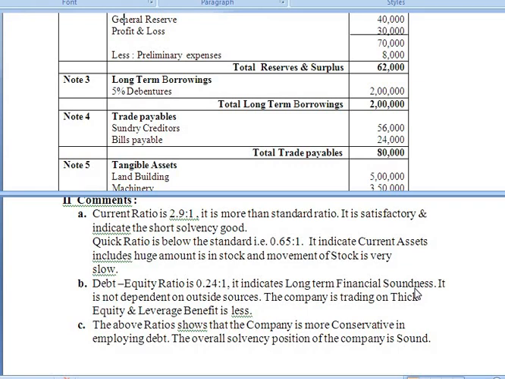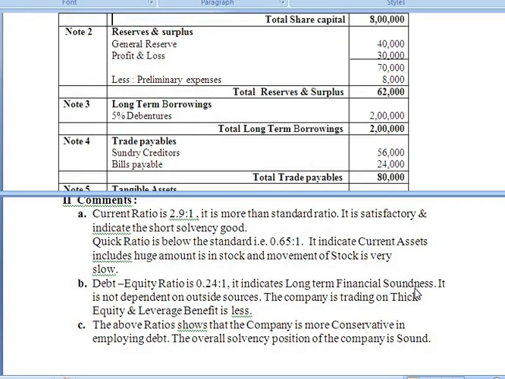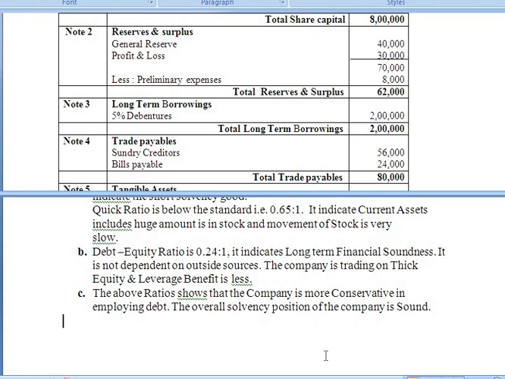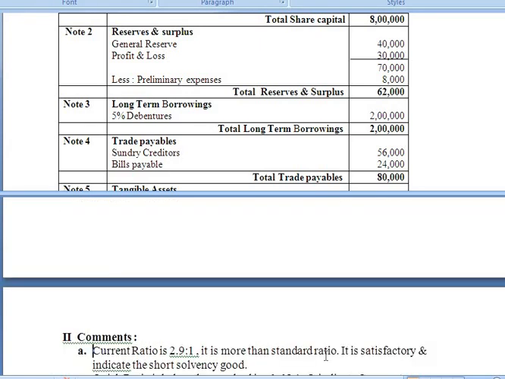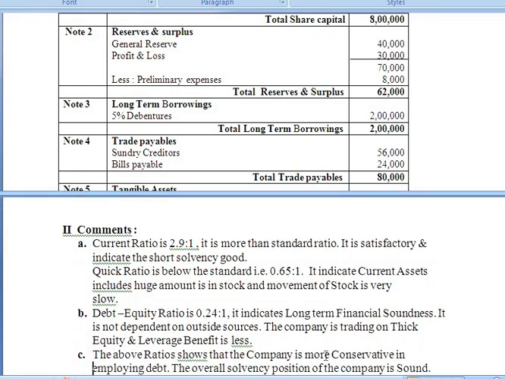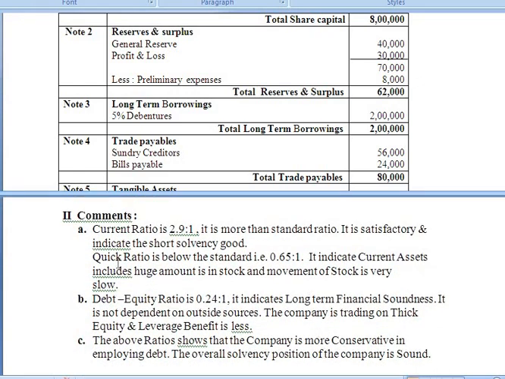So this is your case study for 15 marks. I hope you understood the calculation of all the ratios. So here we conclude the third unit. In the next class we will be starting with the fourth unit, that is funds flow statement.